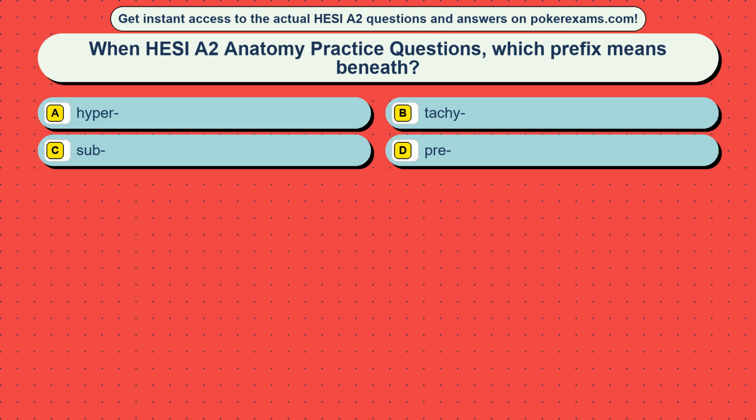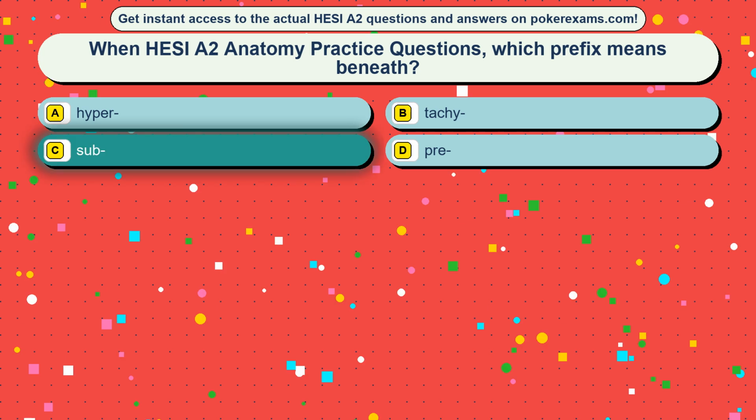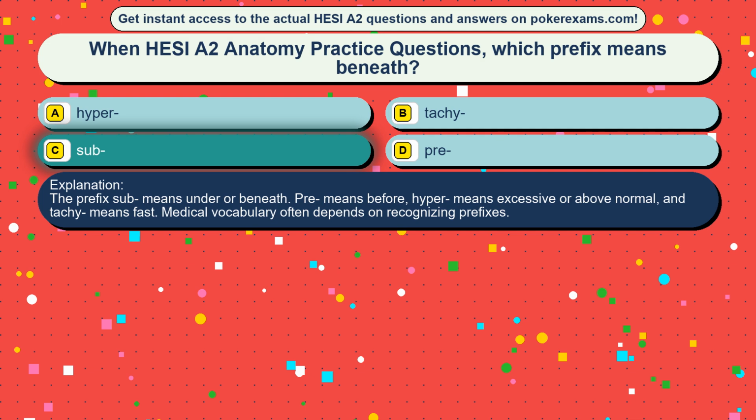Question 39. In HESI A2 anatomy practice questions, which prefix means beneath? Option A, hyper. Option B, tachy. Option C, sub. Option D, pre. The correct answer is option C, sub. The prefix sub means under or beneath. Pre means before, hyper means excessive or above normal, and tachy means fast. Medical vocabulary often depends on recognizing prefixes.